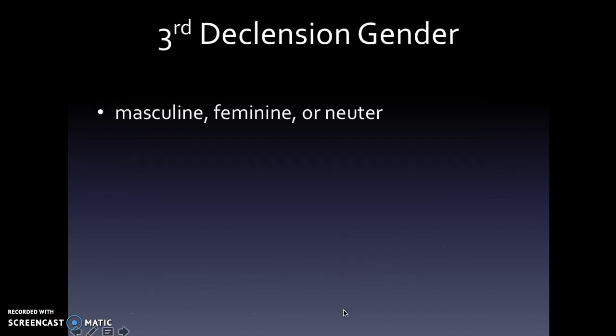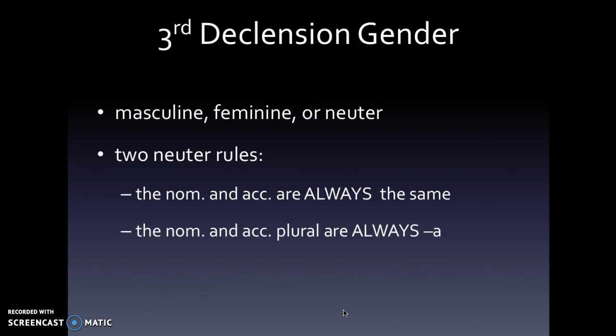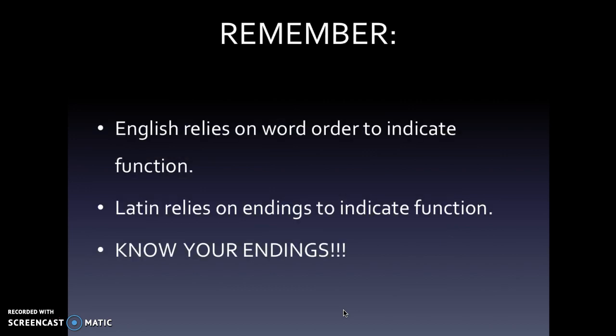All right, third declension gender, masculine, feminine, or neuter. It comes in all three genders. Again, don't forget your two neuter rules. Super important to remember those. Remember, English relies on word order to indicate function. You can't just look at Latin words and read them left to right. Latin relies on endings to indicate function, so make sure you know your endings. It is vitally important in Latin to know your endings.